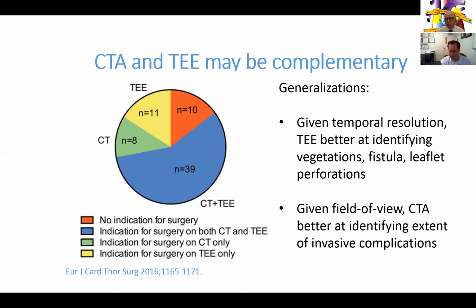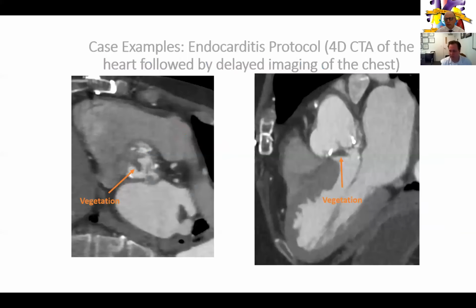And I think we're going to learn more about this in the years to come. And I think it will, in large part, end up being an individualized patient decision. But a couple of generalizations. Given the fantastic temporal resolution of transesophageal echo, echo is better at identifying vegetation, small fistulas, and leaflet perforations. Given the anatomic spatial resolution, and in particular the larger field of view of CTA, it's often better at identifying the extent of invasive complications. Okay, so I'll conclude just by showing some case examples.